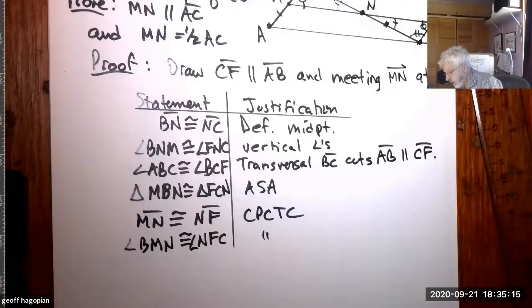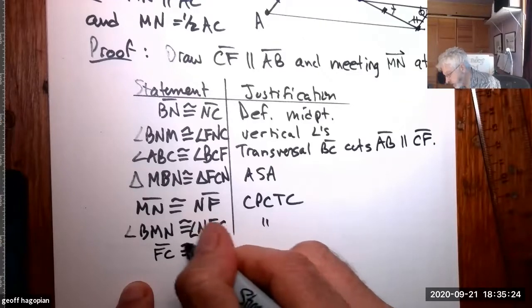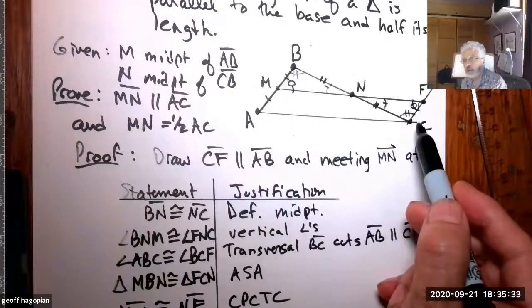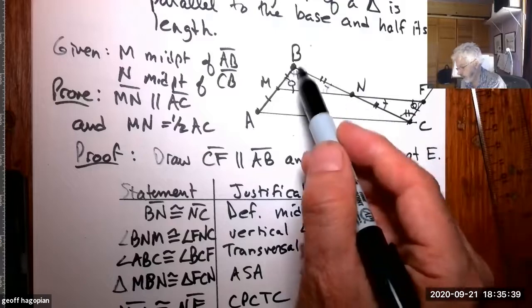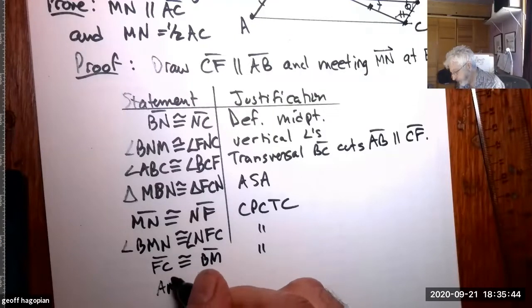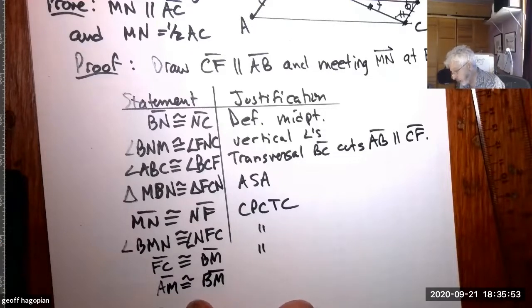Well, we have that FC, I don't know if I said this, so let's say it. FC is congruent to BM. And that's, again, corresponding parts of congruent triangles are congruent, right? So this side and that side correspond, so they're congruent. And this side is congruent to that side, but that was given, right? So I'm going to say AM is congruent to MB, and therefore AM is congruent to FC.